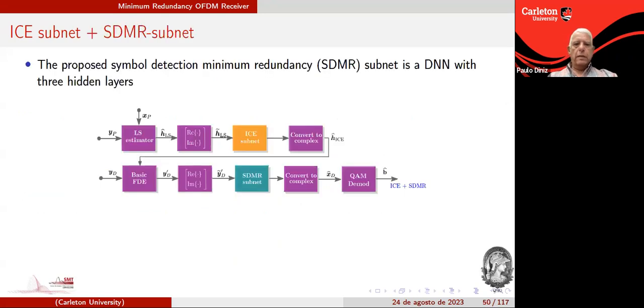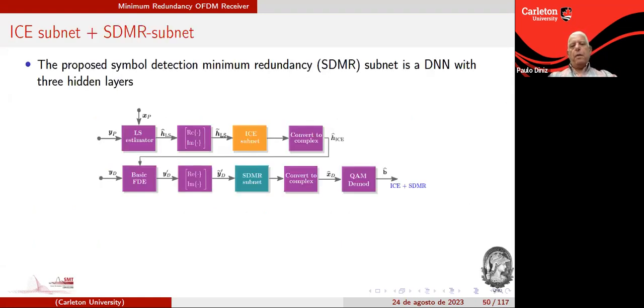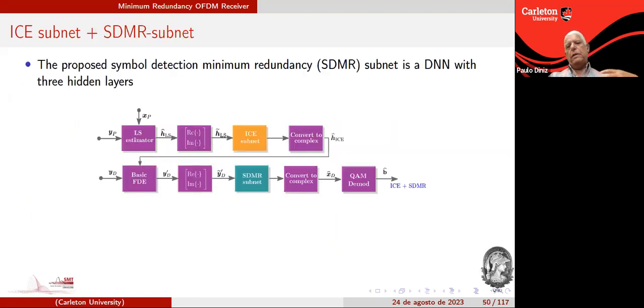And then I run this with several examples. I also do a second step, which is sometimes necessary and sometimes not. Before making my decision about the symbols that I transmitted, I designed another subnetwork, a minimum redundancy subnetwork, especially for the minimum redundancy case, in which I don't have a zero forcing solution anymore.